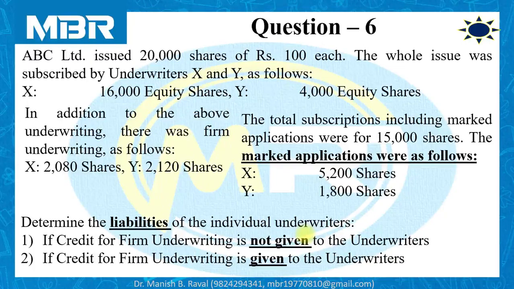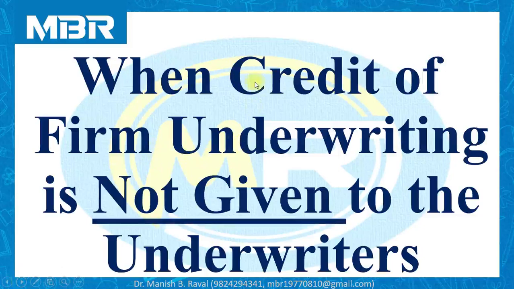Here we have to understand both these situations, when credit is not given and when credit is given to the underwriters, very precisely, because our entire calculation will be based on understanding of the situations. After understanding of the question very properly, let us move to the solution of this problem. As I discussed at the time of discussion of the question, our solution is divided into two parts.